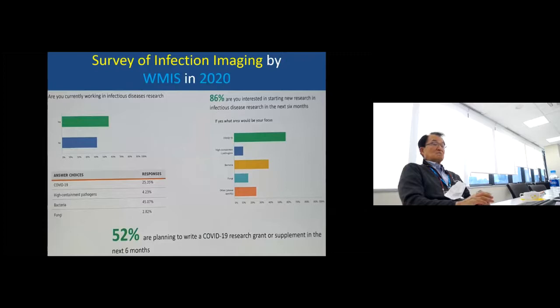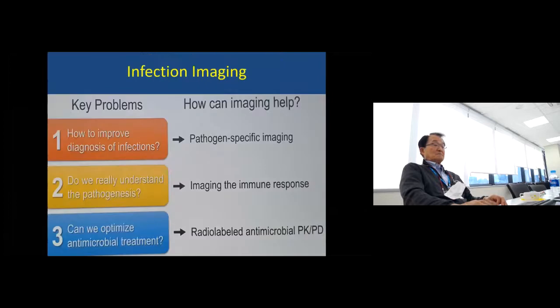This year, the World Molecular Imaging Society surveyed, and 86% showed interest in research of infectious disease. So that's a good thing. And then 52% were planning to write a grant for research of the COVID-19 virus. So quite a lot of people are interested in infection now, particularly with the coronavirus impact.